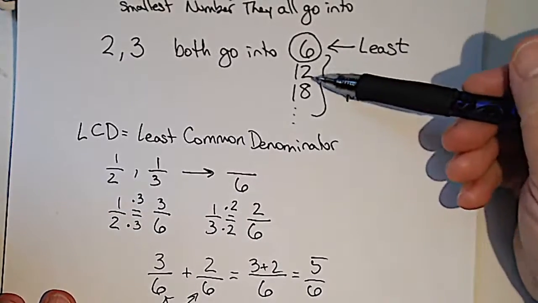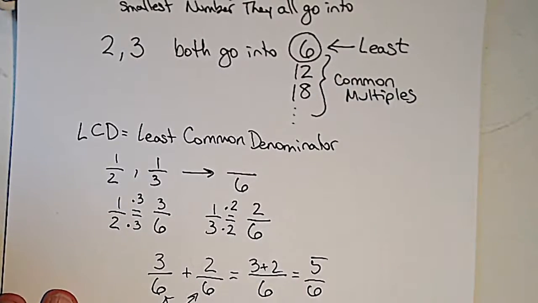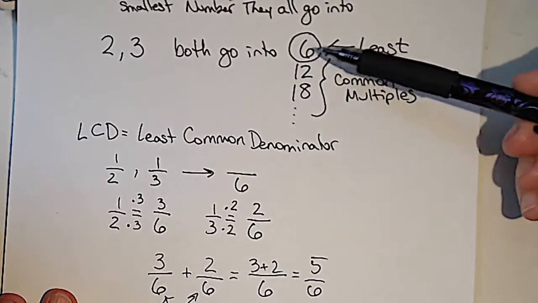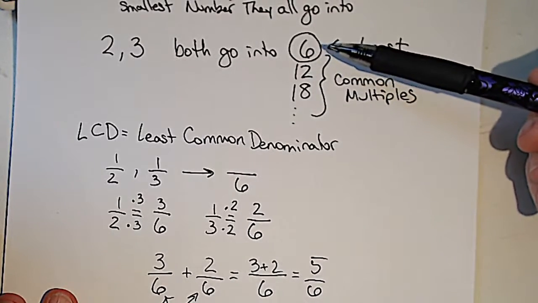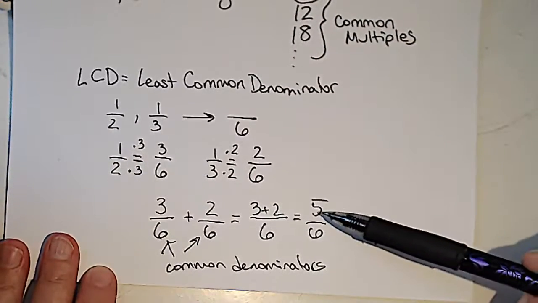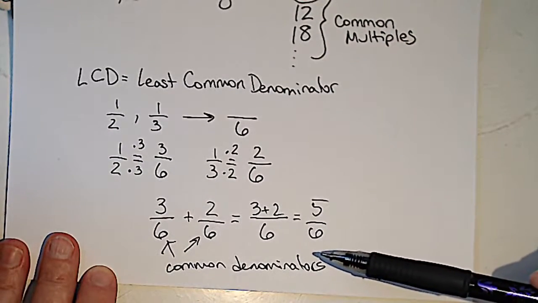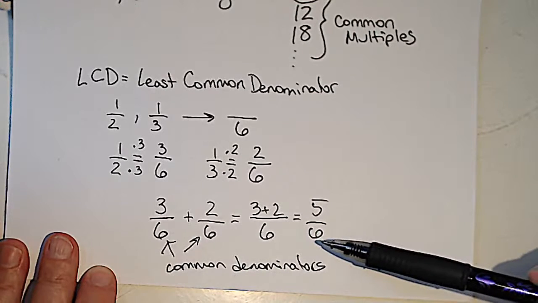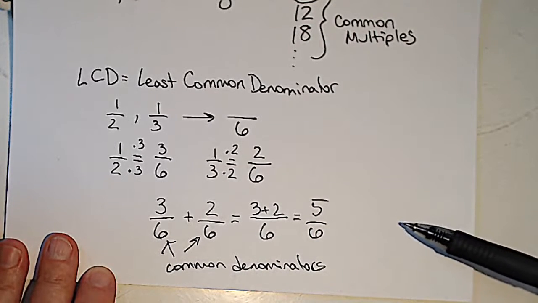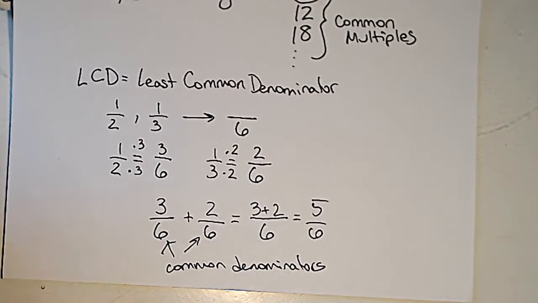Now, could you have done this with one of these other numbers? Could you have done it with 12ths or 18ths? Absolutely. Any common multiple will work. But if you can find the smallest one that is common for them, then this will not have to be reduced. If we had used 12ths or 18ths, we would then have to do one more step to reduce it. So it just depends on how much time you want to spend reducing your fractions. That's why we go for the least common denominator.